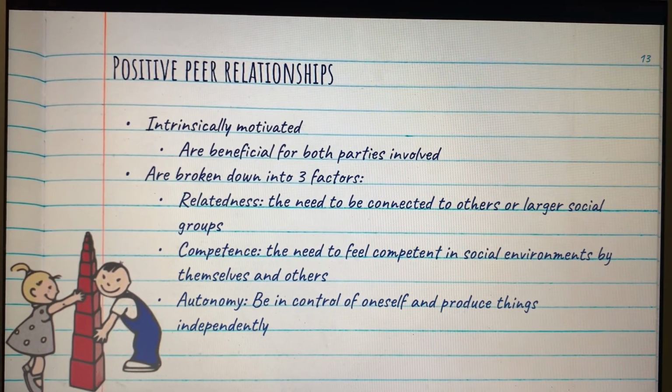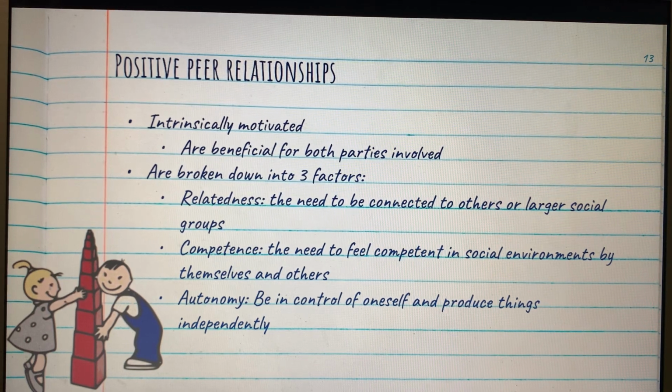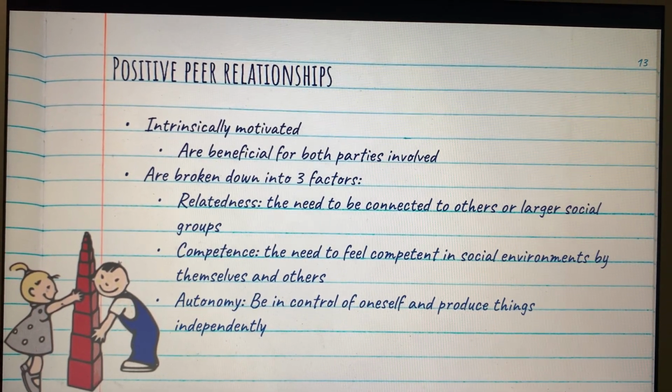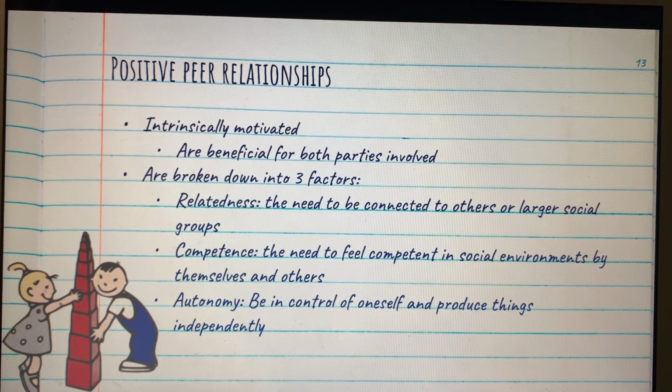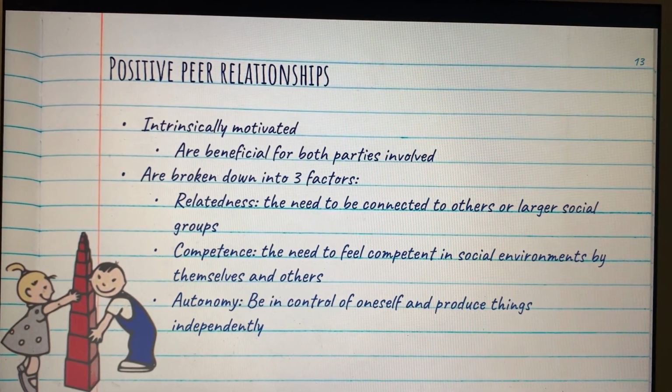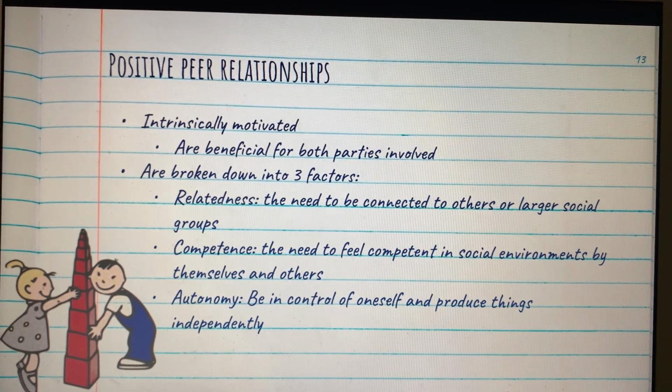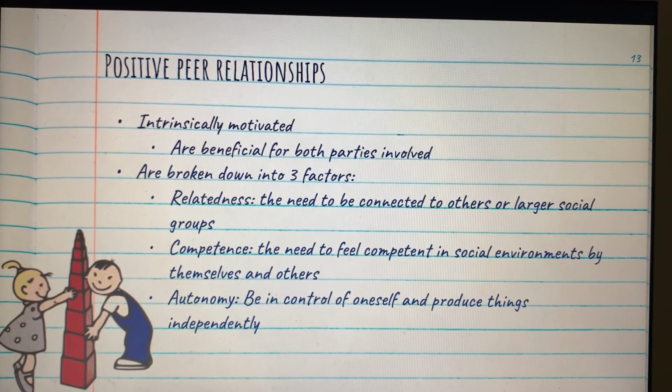Now, in regards to relatedness, it's promoted by warmth and undermined by rejection. Competence is promoted by structure and undermined by chaos, and autonomy can be promoted by autonomy support from others and undermined by lack of support.